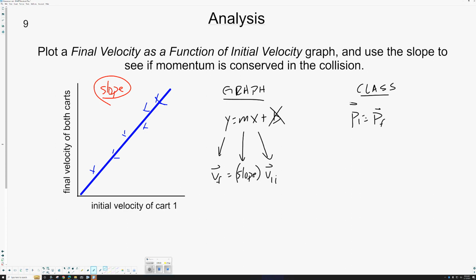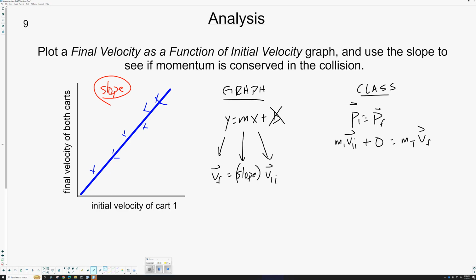Now, we don't see Vf and V1i in there, but we can turn it into that, right? We can make it into V and V if we just do something with this. We're going to say M1 V1i, because remember yesterday the red cart was moving with a certain initial momentum, plus 0, because the blue cart was at rest, equals, they stuck together, so we would say mass total times Vf.